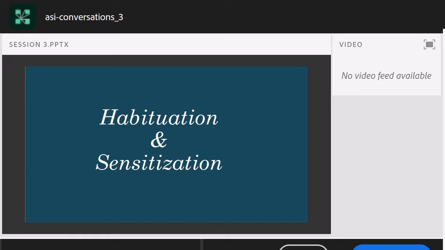I want to just review briefly the ideas of habituation and sensitization that are underneath the idea of sensory reactivity. So habituation is often defined as a decrease in behavioral response during repeated presentations of sensation. In other words, if the individual is exposed to a particular kind of sensation over and over and over again, they become habituated and they stop responding so much.